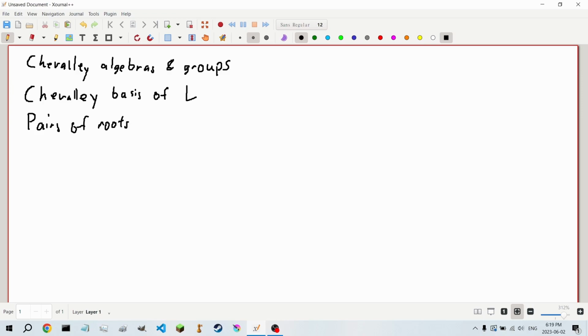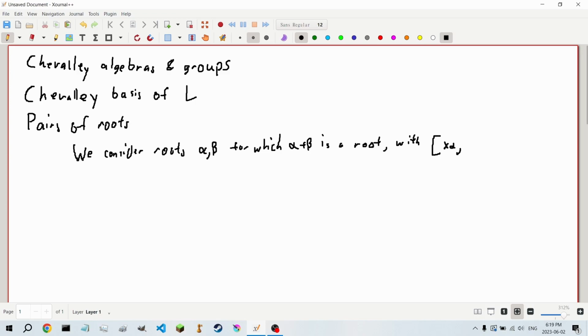We consider roots alpha and beta for which alpha plus beta is a root. With x alpha, x beta, the Lie bracket being, of course, some element of x alpha plus beta times a structure constant c alpha beta.